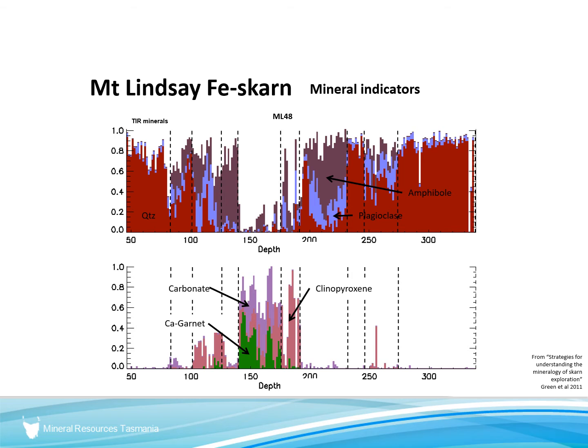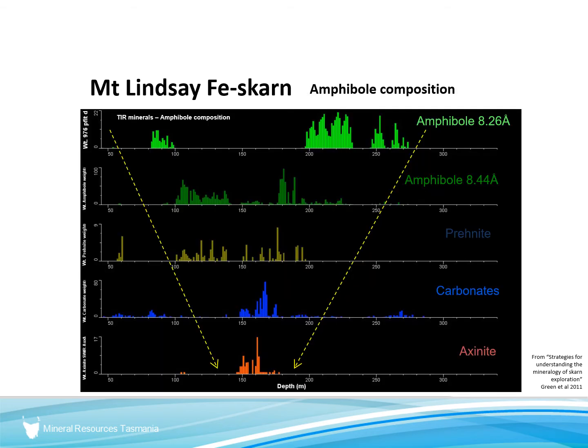Going on with this Mount Lindsay, we can use the hyperspectral data to map out zonation, mineral zonation. So here we have quartz increasing as you go away from the centre of the alteration zone. And there's a zone of amphibole and plagioclase, calcium garnets in towards the middle. I think the next slide highlights this, so you can see the zonation. We've got two types of amphibole, which become more concentrated as we move towards the core of the system. Prehnite down here, carbonates and axinite in the core of the system. So there's the mineralogy straight from the HyLogger showing us the zonation, which we expect to see in the skarn.